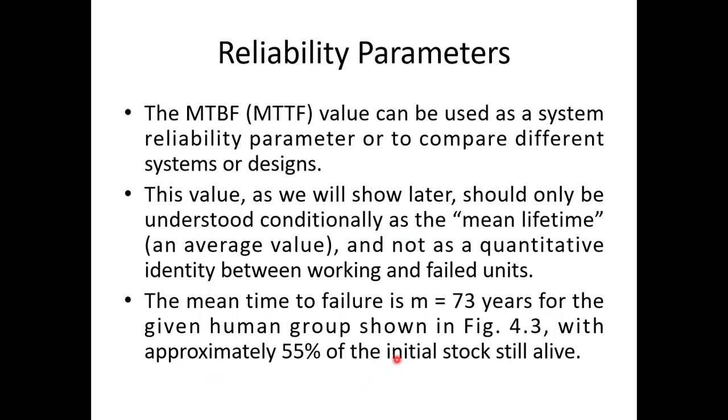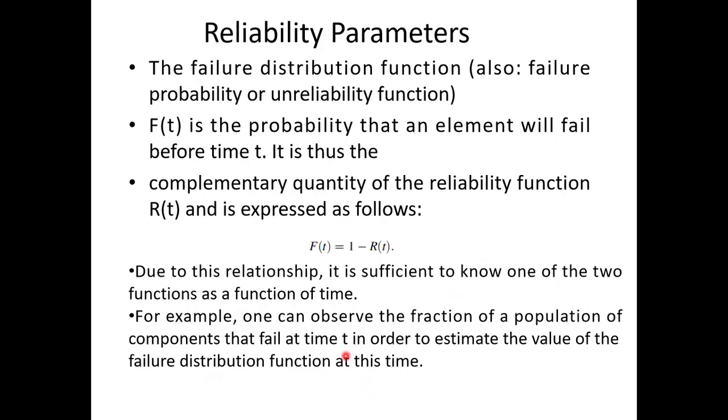So here we can calculate the mean lifetime with the help of that equation. And also, for example, mean time to failure 73 years. So the above figure we had already seen, so 50% of the initial stock is still alive. Okay, so that is the failure probability, the probability that an element will fail before time t, and the complementary quantity is the reliability function: F of t equals 1 minus R of t.